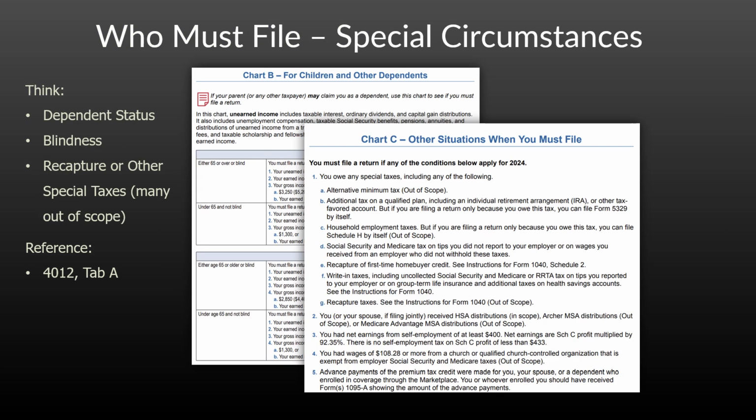Special circumstances might cause a person to have a different filing requirement. These might be dependents who have unearned income, such as interest or investment income, or self-employed persons. There are also some recapture or other taxes that may cause a different filing requirement. Unlike dependents and self-employment, many of these are out of scope for VITA. Publication 4012 lists a lot of these other filing requirements in Tab A, Charts B and C.